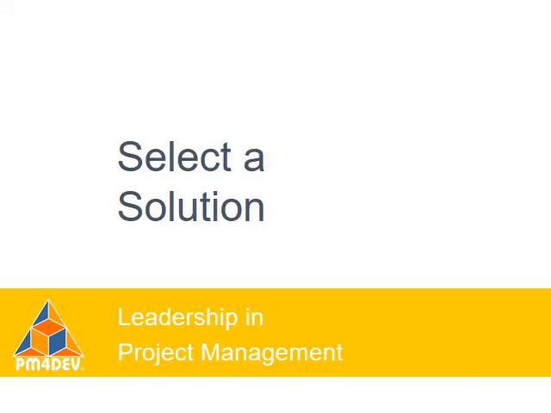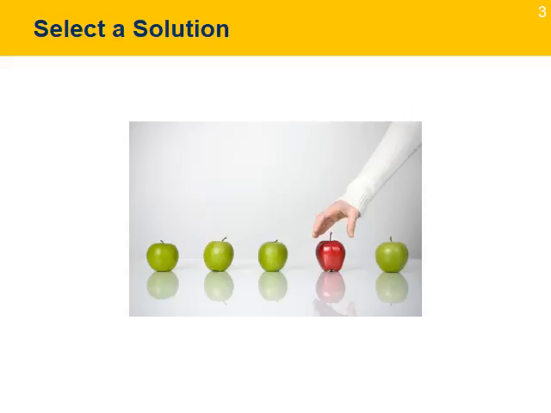Select a solution. The next step in the process is to select one solution from the many ideas and solutions generated in the brainstorming session. This is the step where the goal is to narrow down the number of ideas and to select the solution that has the best chances for success.